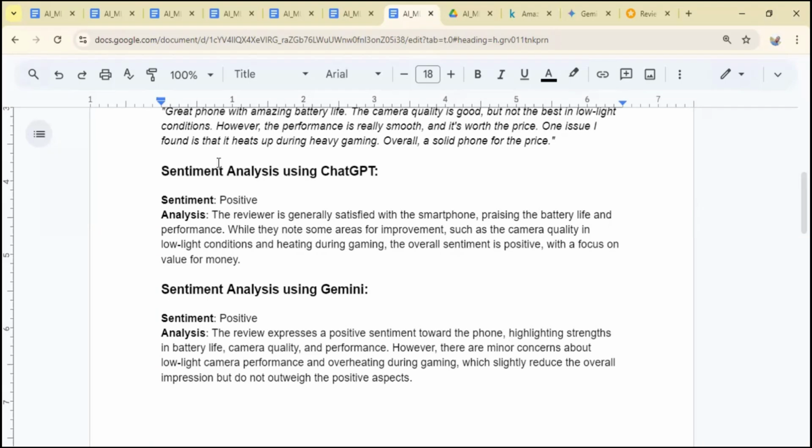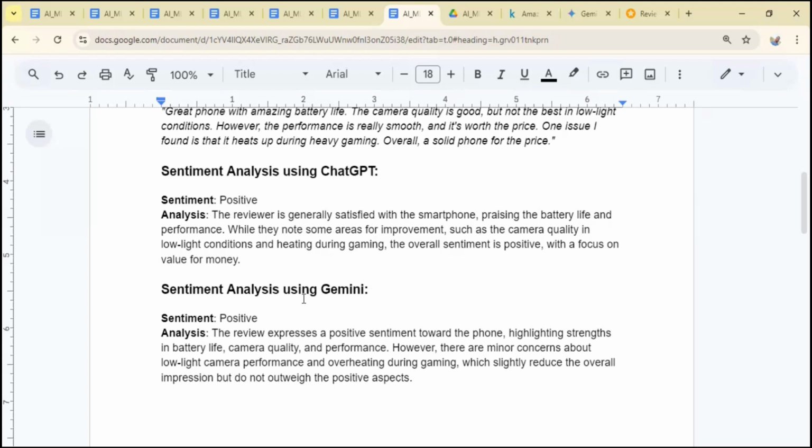So the sentiment analysis for ChatGPT is positive. The reviewer is generally satisfied with the smartphone, praising the battery life and performance, while they note some areas for improvement, such as the camera quality in low light conditions and heating during gaming. The overall sentiment is positive, with a focus on value for money.